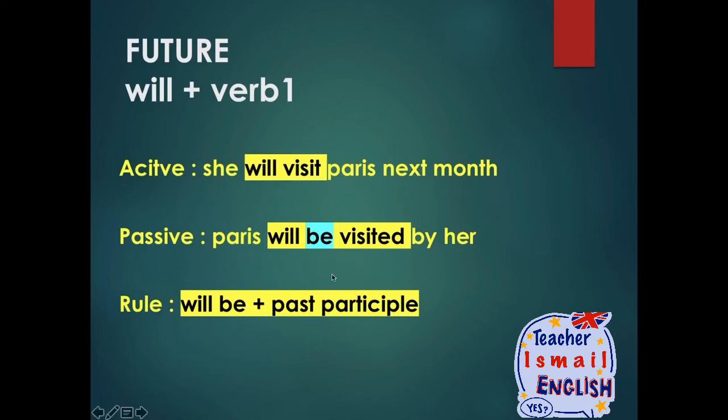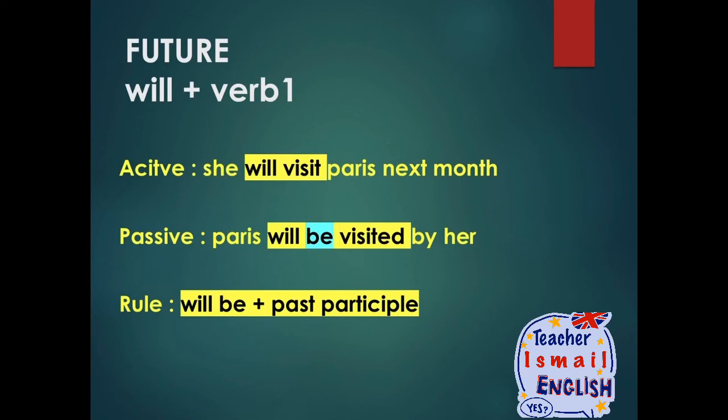In the active, for example, she will visit Paris next month. In the passive, we write, Paris will be visited by her. So the rule is will, and we add be, the verb to be, plus the past participle of the verb. She will visit Paris next month. Paris will be visited by her.